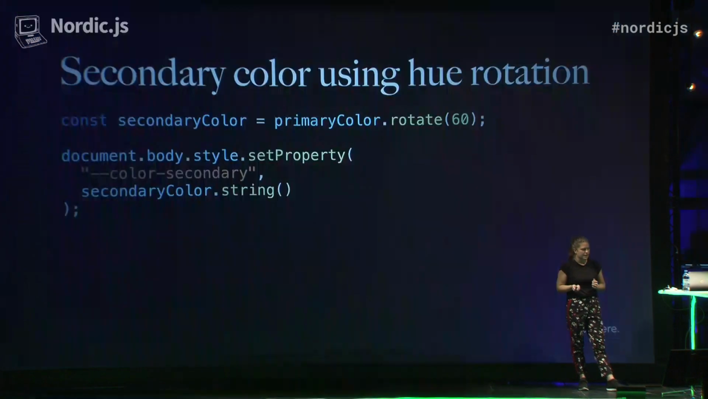So to implement this in code, we used a color library again and call the rotate function that takes in the hue degree that we want to rotate the color, and we save it to the secondary variable. We can also use CSS for this part, but we wanted to stick to the library.